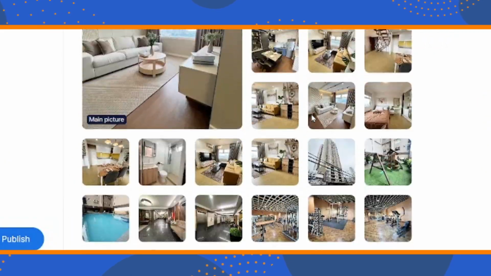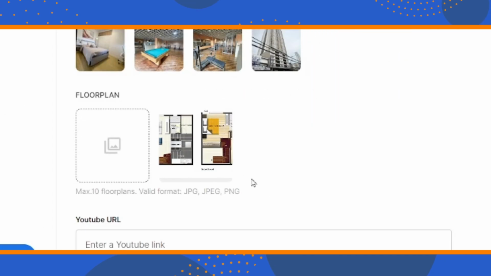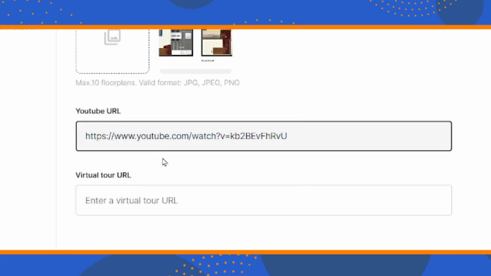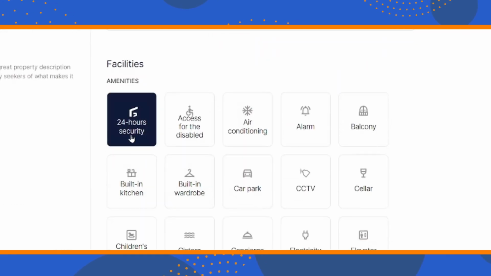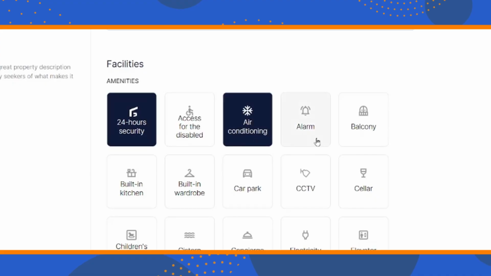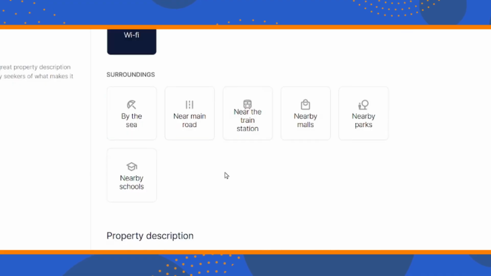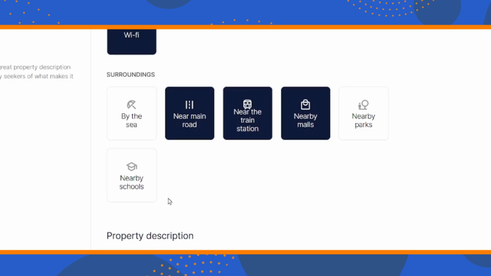You can rearrange images and choose which one appears as the main photo for a better property walkthrough. You can also add floor plans, YouTube video links, or virtual tours if available. Select the property's amenities, like air conditioning, balcony, or pool, and nearby establishments for convenience.